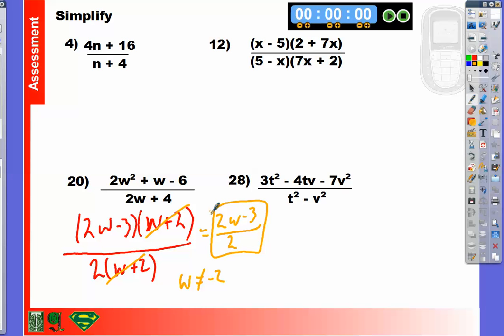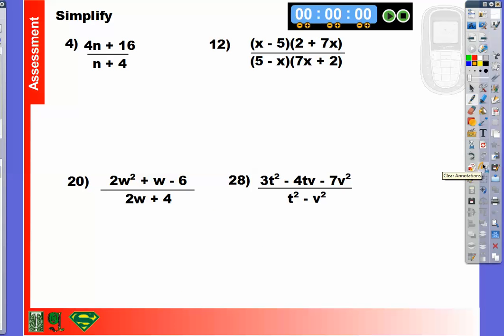And finally, on 28, we have (3t squared minus 4tv minus 7v squared) all over (t squared minus v squared). Which is going to be easier to factor, the numerator or the denominator? The bottom one, which is also referred to as the denominator. The denominator is going to give us some clues as to what we're going to look for in the numerator. That's a wonderful thing about these problems. They give you clues. So what can I factor my denominator to?